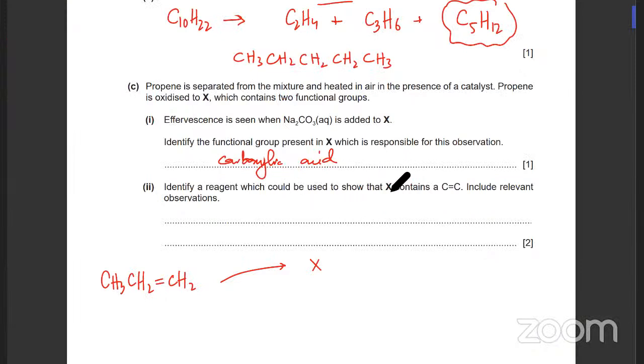Identify a reagent which could be used to show that X contains a C=C bond. Include a relevant observation. So how do you confirm an alkene? What is the test for identifying an alkene? We add bromine, okay, so that decolorizes. So you can add Br2 aqueous, and red-brown bromine gets decolorized.